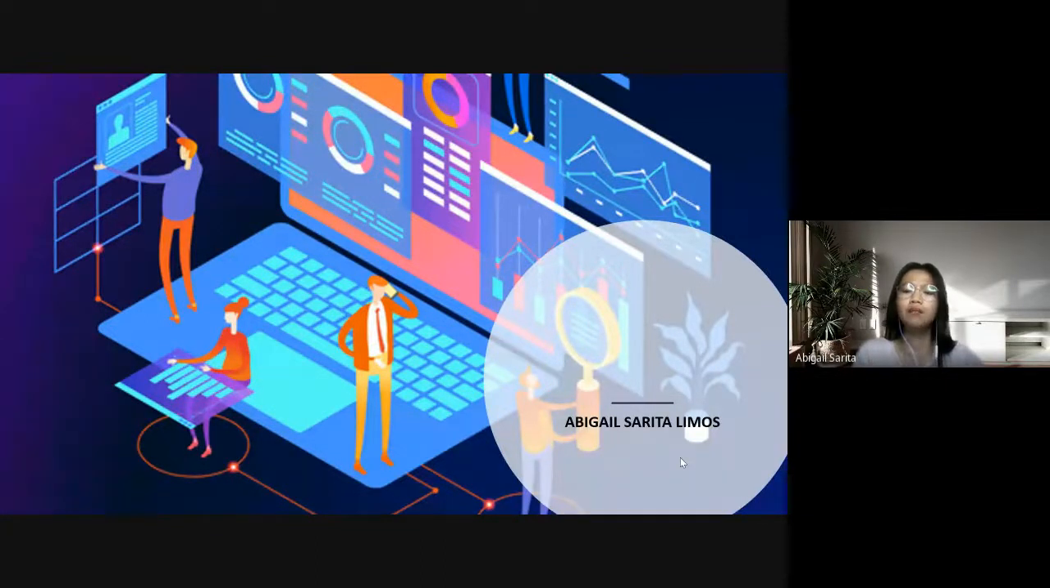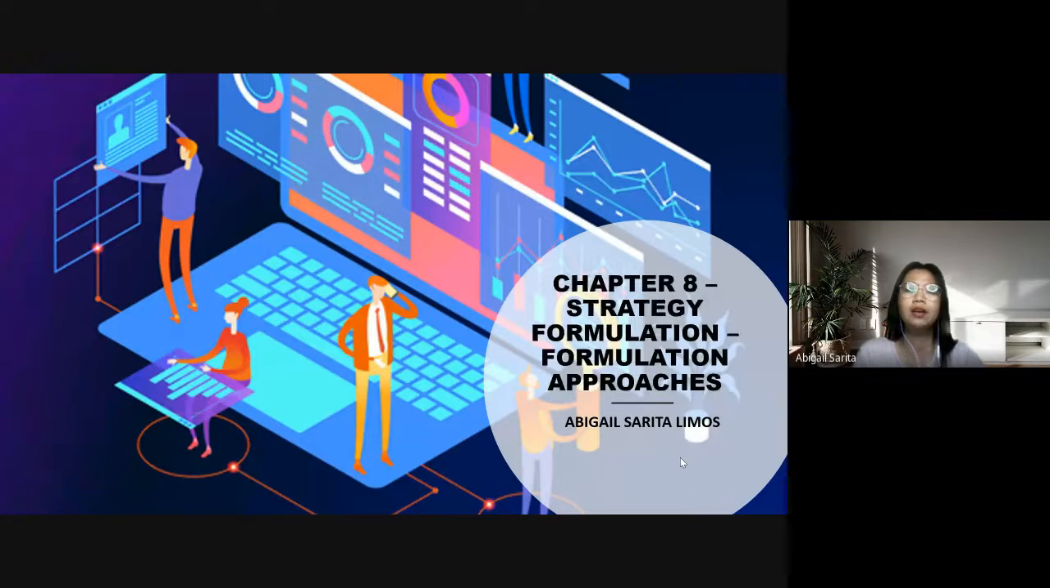So for our chapter 8 class, we already discussed the different strategies: the business, the corporate, and the network level strategies. Now, let's proceed to strategy formulation in our chapter 8.